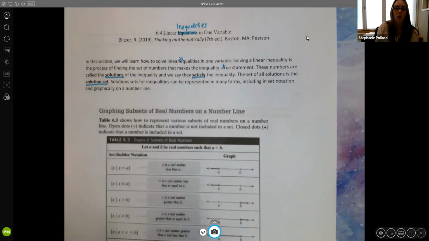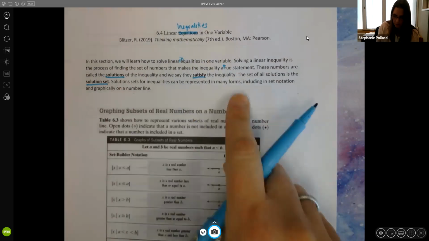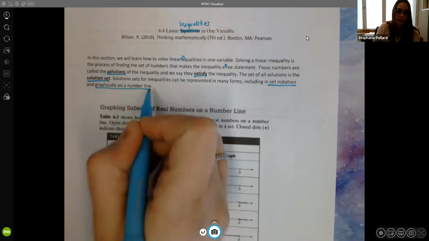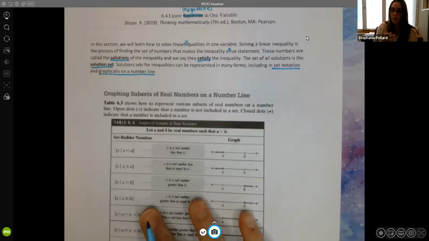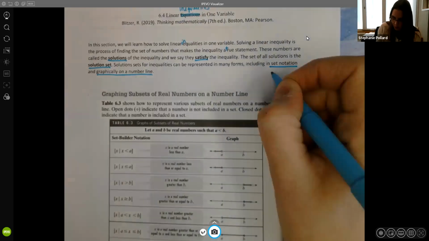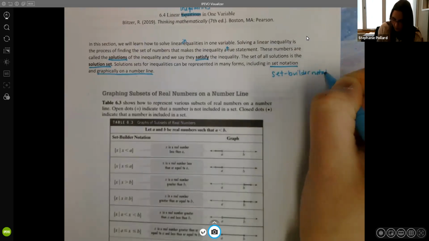So we do see that with inequalities, we typically have more than one solution. We usually have a whole range of solutions here. So we are going to have more traditional solution sets where it's not just one answer, but more than one answer. And solution sets for inequalities can be represented in many forms. So the two that we're going to focus on here would be your set builder notation and graphically on a number line. There are other ways to write our solutions as well, but these are the two that we're going to focus on. So set notation is a shorthand. Your book will use the full term set builder notation, just so you know.